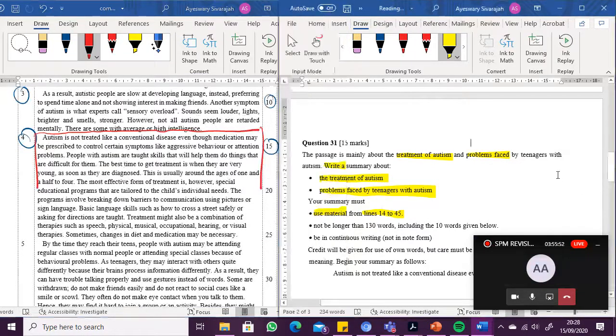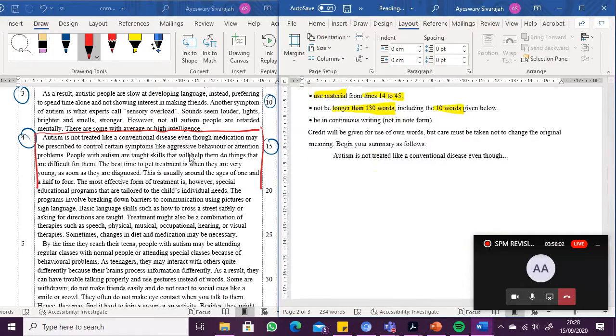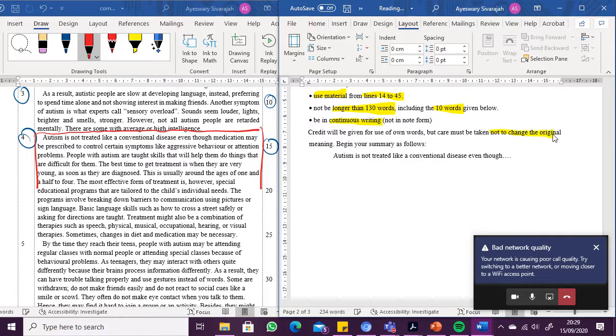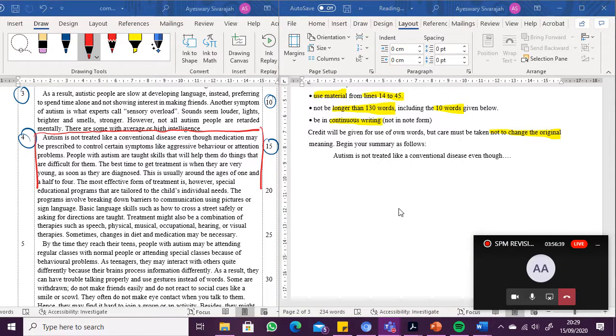Okay, then: not to be longer than 130 words, including the 10 words given below. Of course, they will give me the 10 words, so I need to use these words. They will always tell you to write in continuous form. Credit will be given for use of own words, but care must be taken not to change the original meaning. You can even ignore this sentence, but just try it for a change. If you feel like you want to try using your own words, you can. But if you feel maybe not, then don't panic. Do not worry, do not get stressed out.